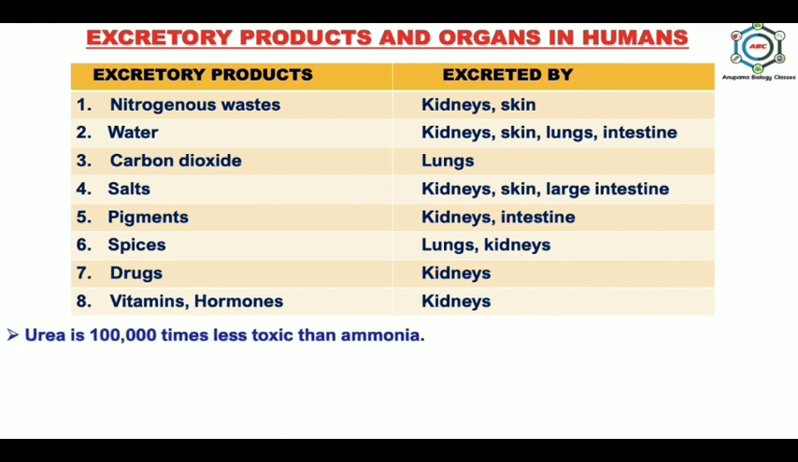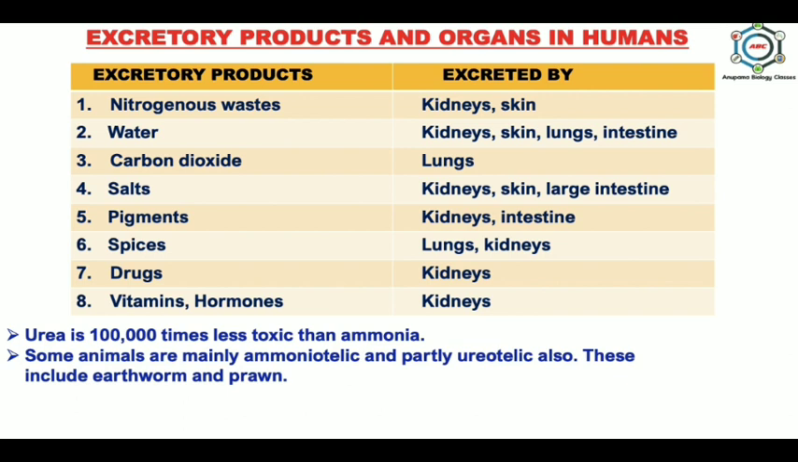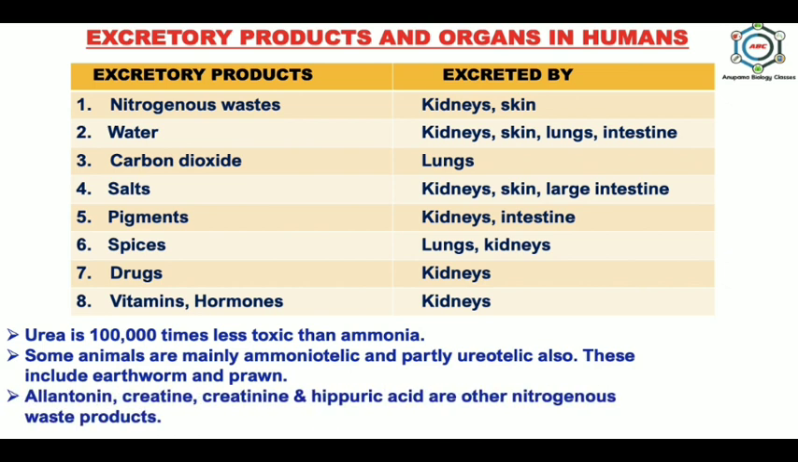Now, urea is one lakh times less toxic than ammonia. So ammonia is the most toxic in our body. And some animals like earthworm and prawn are ammonotelic and partly ureotelic. Allantoin, creatinine and hippuric acid are other nitrogenous waste products found in humans.